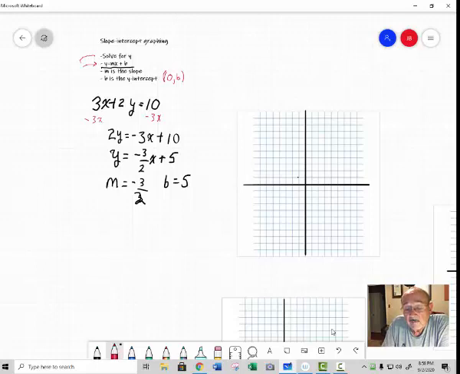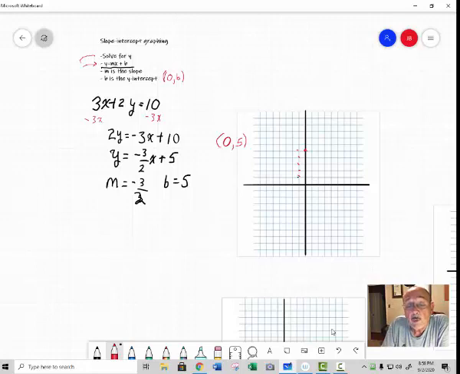Alright, so I come over here to this graph and I come up 1, let me change colors, 1, 2, 3, 4, 5. This point is the point 0, 5. Okay, so that's where that line is going to cross the y-axis.